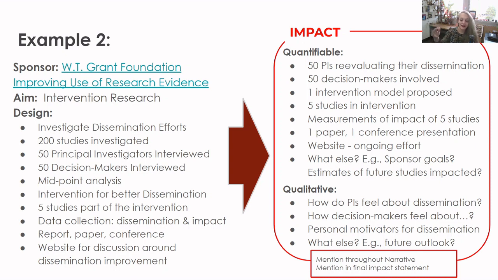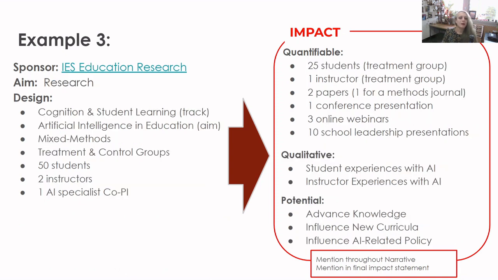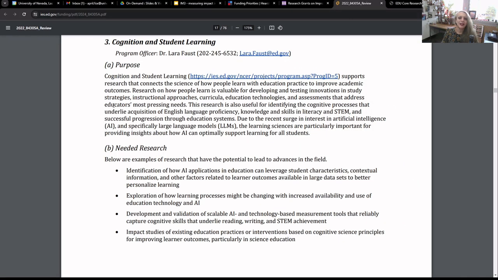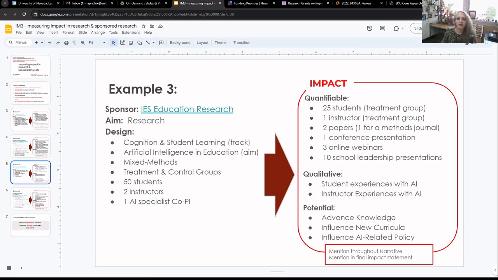Again, you would mention that in the narrative, and you would mention it in final impact statements. In another example, we have IES. This would be a federal level application. And in one of the main IES opportunities, they have a few tracks and areas. One of them is cognition and student learning. And let's just say that that's what you're applying for.